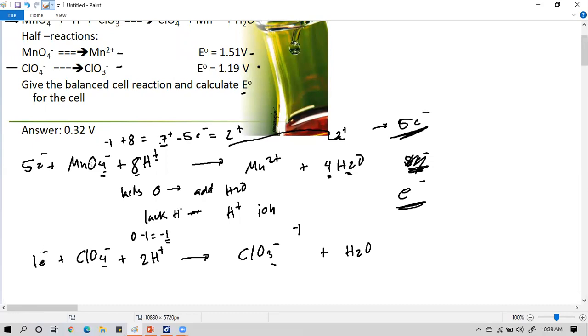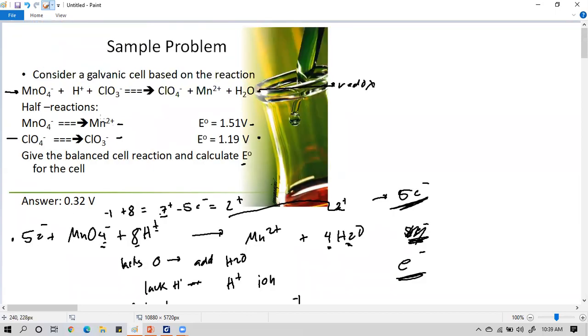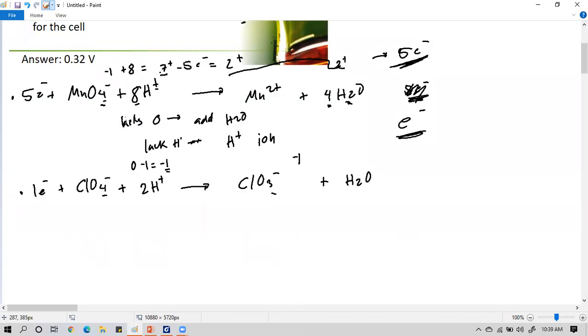Now, as you would notice from the two reactions here, they both look like reductions. And these are two half reactions. So which one is the reduction? Which one is the oxidation?